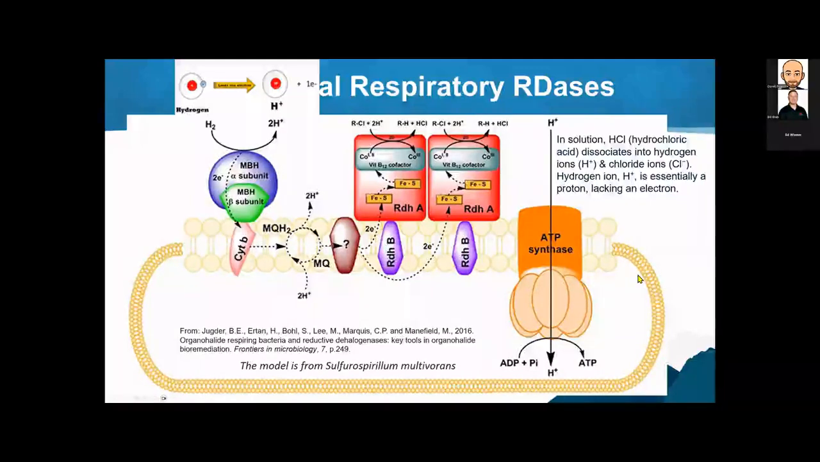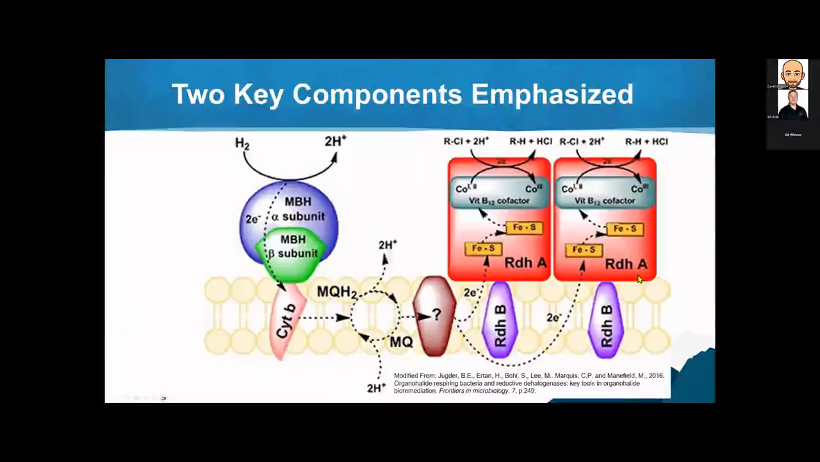Just as a side note, what happens to those free hydrogens? They go through an ATPase and they make ATP, which is the energy currency of the cell. So this is why we say that the Dehalococcoides respires chlorinated compounds. It reduces them, pulls the electrons off of them, concentrates the hydrogen ion outside the cell. When it pulls it in the cell, it makes energy. And that's how they live. But they can't live without the two key components, the membrane-bound hydrogenase and the reductive dehalogenase.